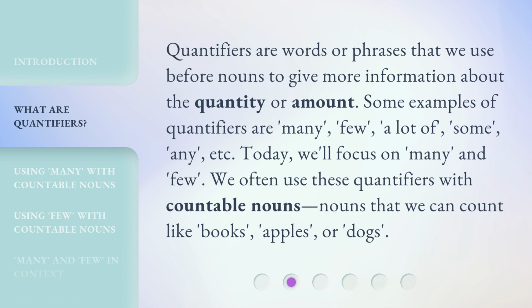Quantifiers are words or phrases that we use before nouns to give more information about the quantity or amount. Some examples of quantifiers are many, few, a lot of, some, any, etc. Today, we'll focus on many and few. We often use these quantifiers with countable nouns. Nouns that we can count like books, apples, or dogs.